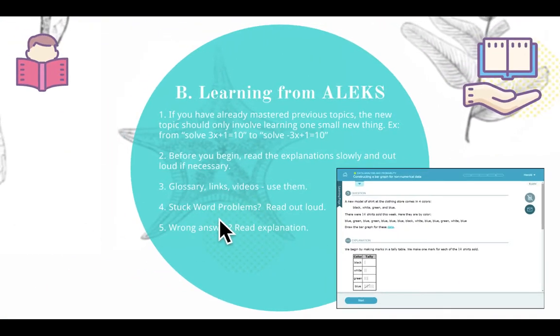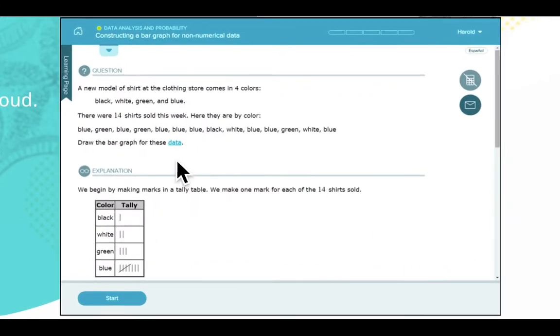Now, if you're ever stuck on a word problem, just read it out loud. That's one of the first things I'm going to ask you to do if I'm ever helping you with a word problem. I'll ask you to read it out loud as you read it slowly with me. So you might as well try it yourself first. Read it out loud. It'll slow you down. It'll force you to think about each and every single word. And if you get the answer wrong, an explanation will pop up, and it's worth reading that as well.